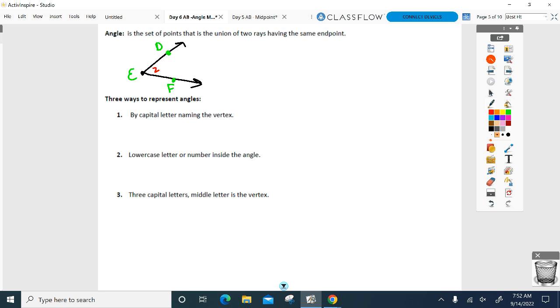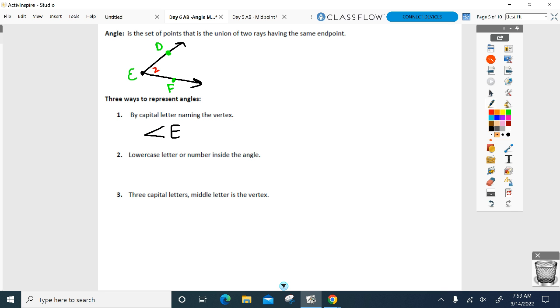All right, how do I name an angle? 3 different ways. There's one way I'm going to prefer over all 3 of them, but 3 different ways to name an angle. One way is by the vertex. The vertex is where they meet. So what's the vertex of this angle? Where do the 2 rays meet? At E. So I could call this, symbol time, angle E.